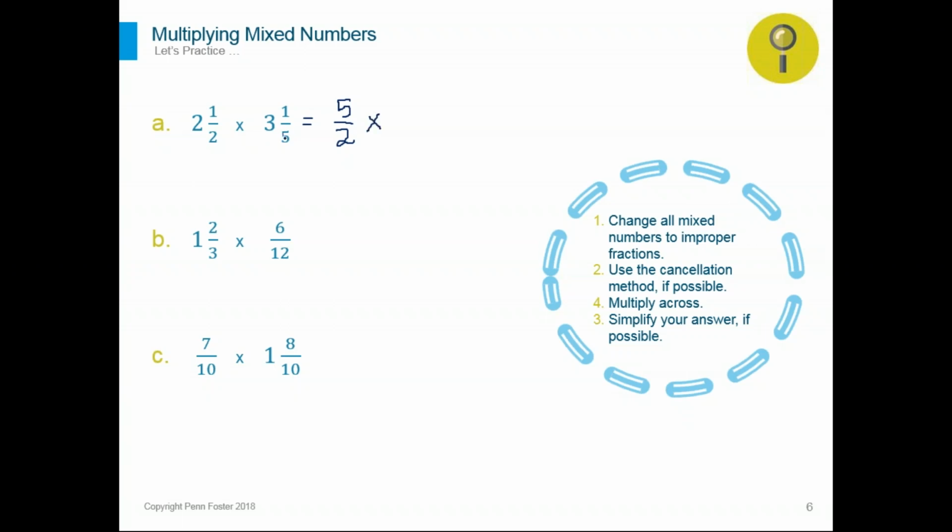Times, this is another mixed number. We cannot keep it as is. We have to change it to an improper fraction. 3 times 5 is 15, plus 1 is 16 on the top, and keep the denominator the same, 5.